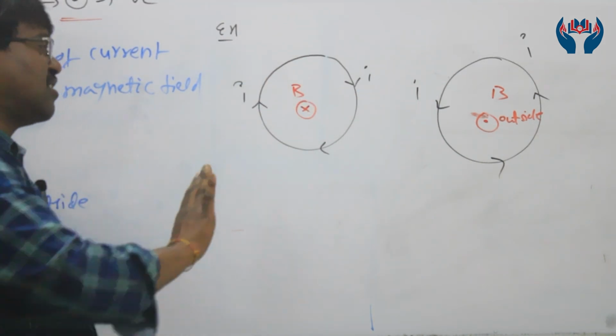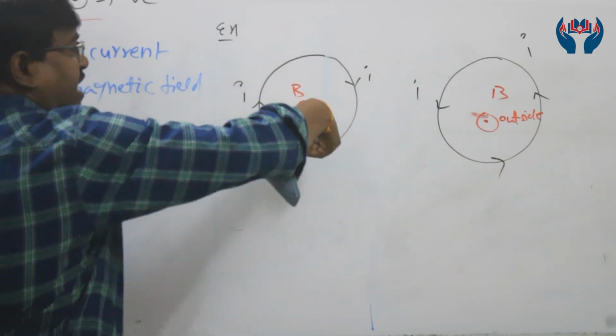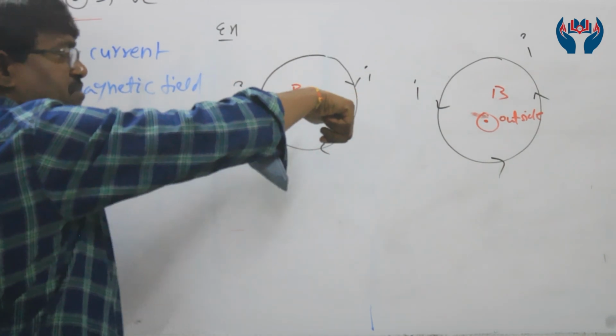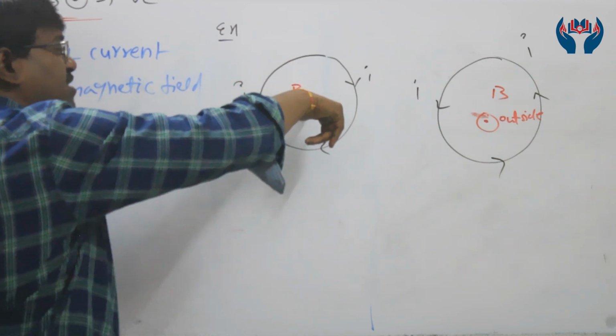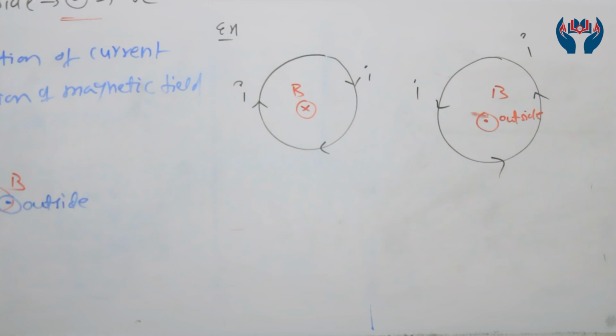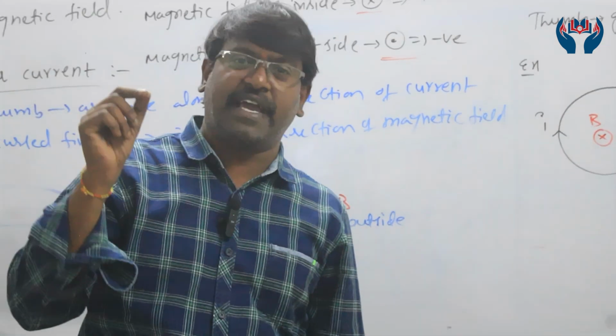Curved fingers: arrange these curved fingers along the direction of current. Then the thumb is the direction of the magnetic field. So that is inside the board. Thumb inside the board means the induced magnetic field is inside the board. So by using this right hand thumb rule, we can find the direction of the induced magnetic field.